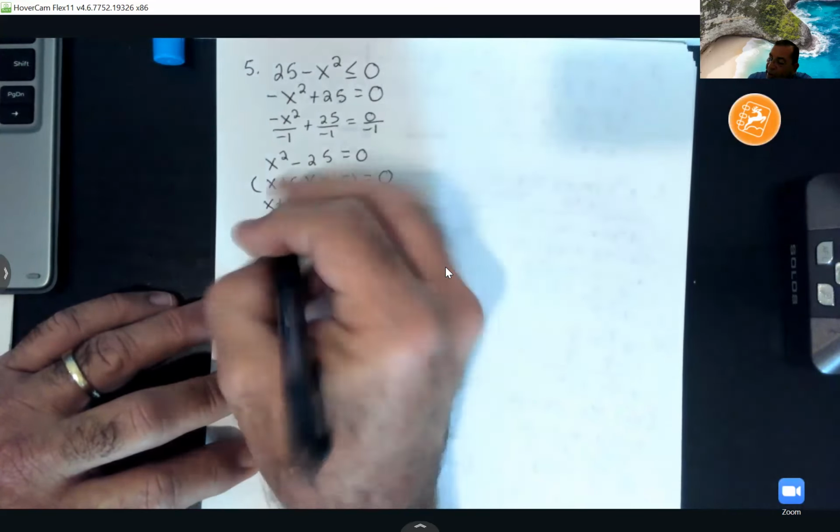Now, that has equals under it. So once again, we're going to use brackets. So interval notation from -infinity to -5, bracket, union, bracket, from 5 to +infinity.